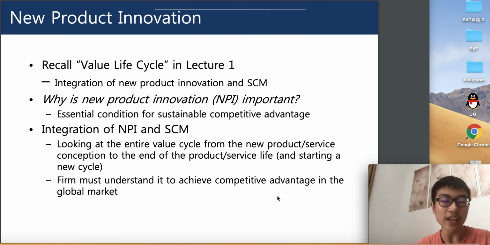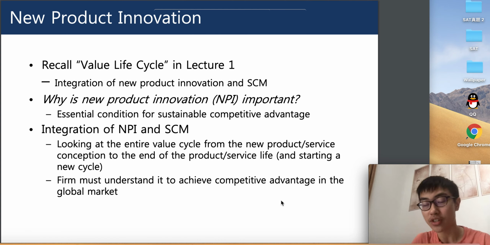So now we've integrated our new product innovation and our supply chain management, and now we are going to try to find out what way of processing we can use to produce our products from the concept stage to the date we launch our product in the market.